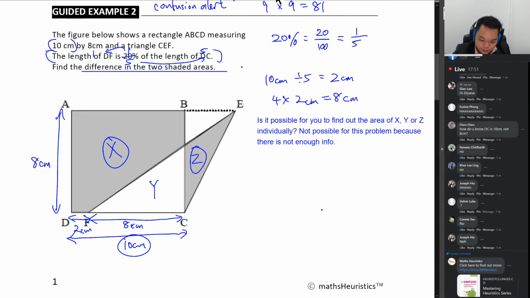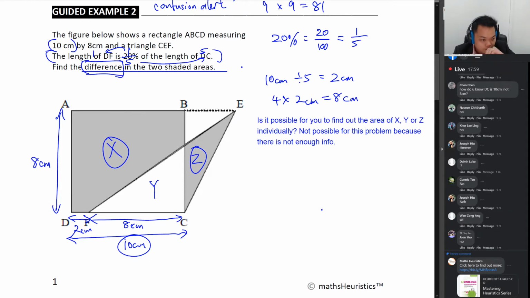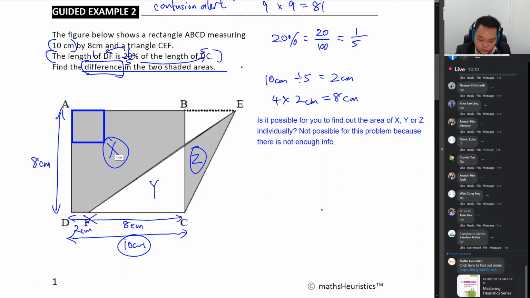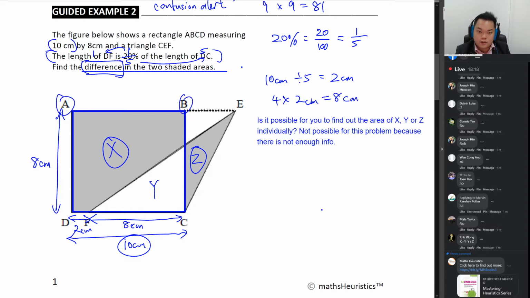Right. So to deal with this instead, because we are only asked to find the difference in the two shaded areas, what we can do instead is to group them up and use whatever known formula we have. So if we are to group up X and Y together, we would have the area of the rectangle ABCD.